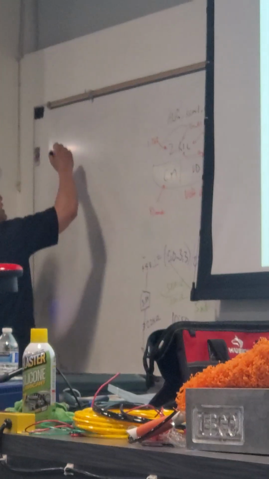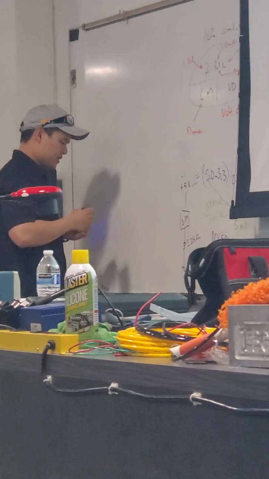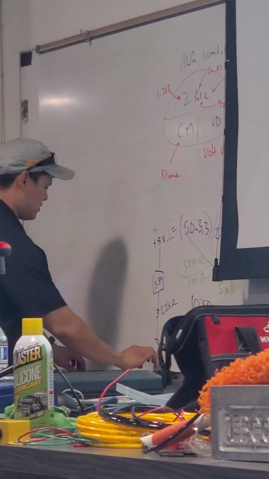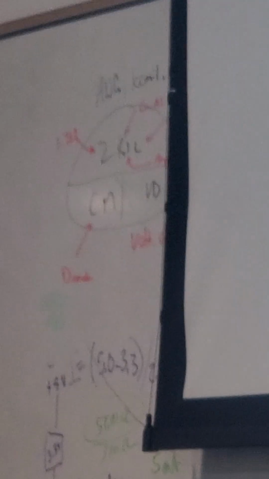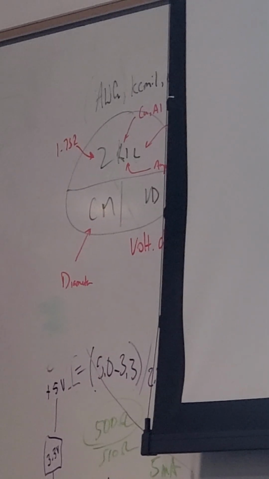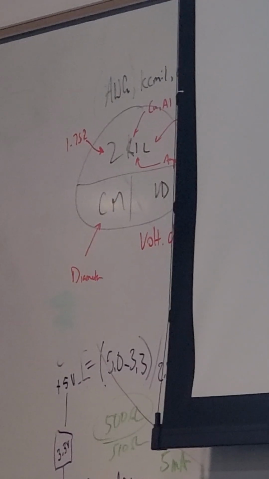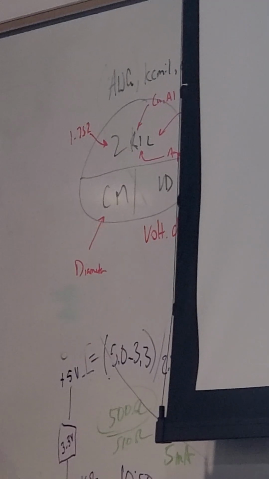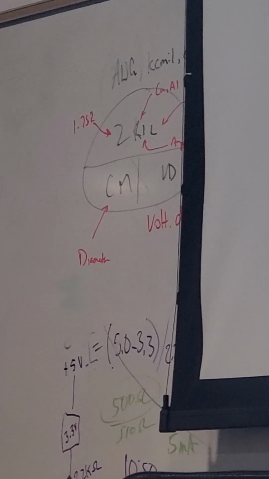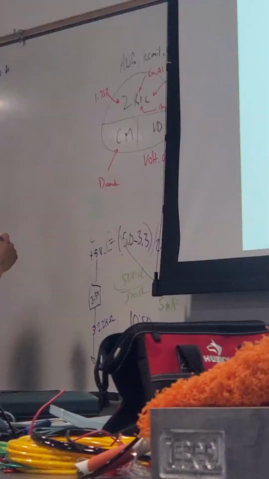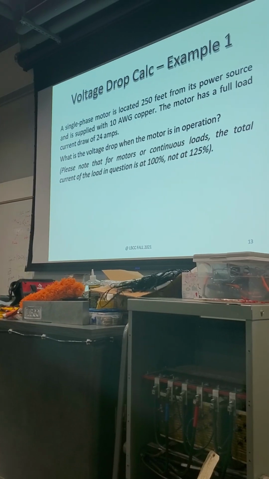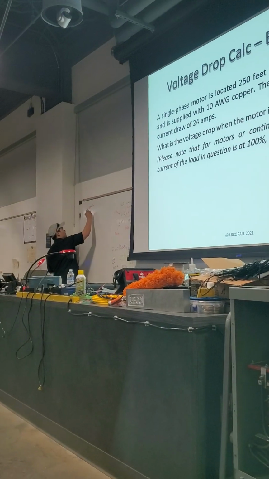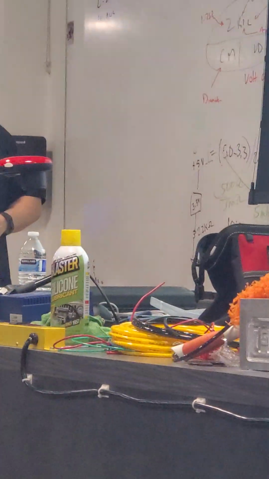Bingo. Located 250 feet, so we have L. L equals 250 feet. Okay. From the power source supplied with 10 AWG copper, right? So 10 AWG. Is this going to be useful for our calculation? Not quite, not yet, right? So what do we need to do with it?